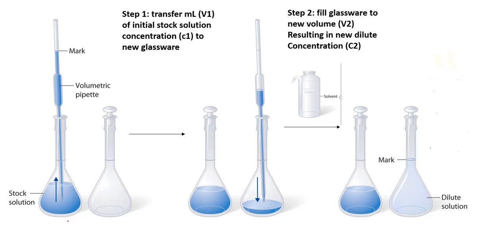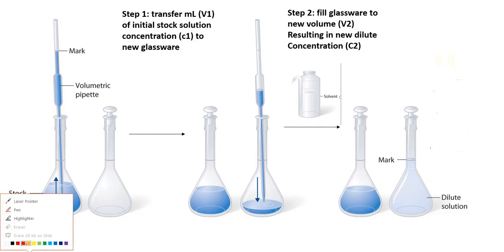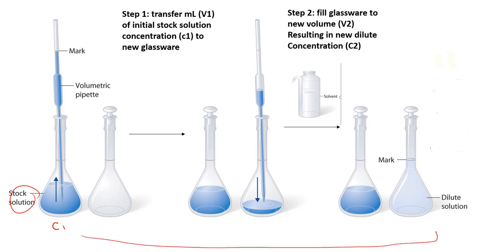The first volumetric glassware, that's our initial concentrated amount. So we call that C1. The initial concentrated amount is also known as the stock solution. Now, our goal is to go ahead and create a diluted amount. We'll call that C2.